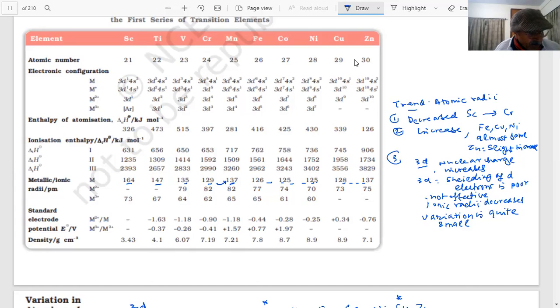But what happens then? As the number of electrons in the d subshell starts increasing, what will happen? Electron repulsion also starts coming into play. Electron repulsion becomes more. The electron repulsion will try to increase the size, and the increase in atomic number will try to decrease the size. So there are two factors now: one is trying to contract, the other is trying to increase.